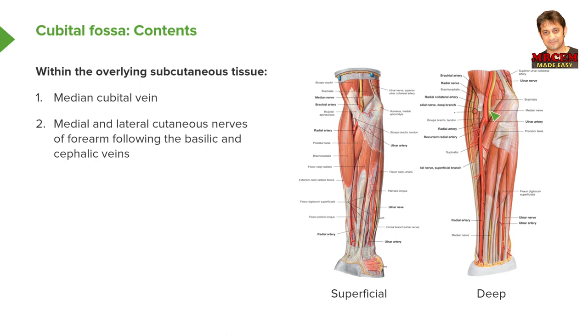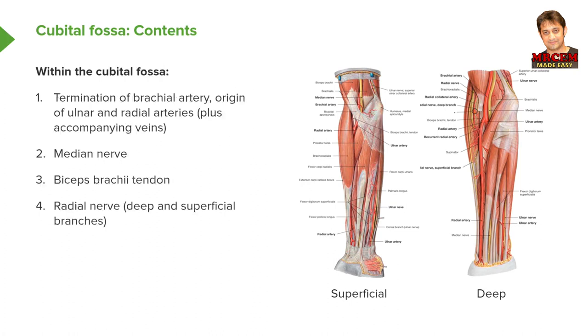Running over the cubital fossa, we have the median cubital vein. Remember, the median cubital vein was formed when the cephalic and the basilic veins were ascending up the upper limb, and at the elbow there was this union between the two, which is the median cubital vein. We can see the cut cephalic here and the basilic here, and running across would be the median cubital vein. We also have various cutaneous nerves following the basilic and the cephalic veins, and these are supplying the forearm.